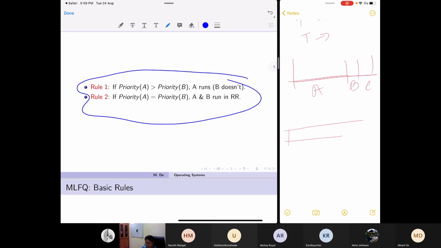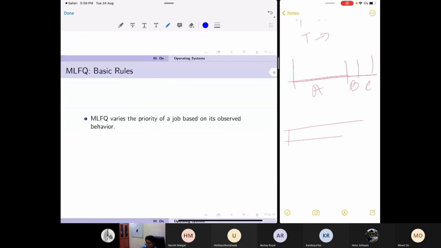The second rule, as I mentioned already, is that if they are in the same priority, then you should run them in a round robin fashion. Does that make sense? These are my first two rules, and we'll introduce more rules, of course, one after another, after understanding the situation.